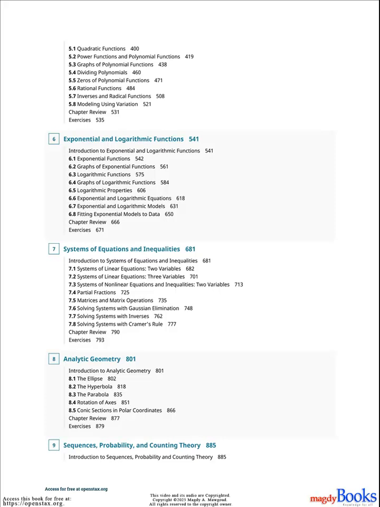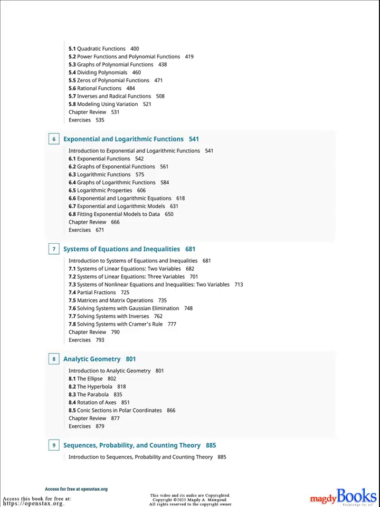Exercises. 6. Exponential and logarithmic functions. Introduction to exponential and logarithmic functions. 6.1. Exponential functions. 6.2. Graphs of exponential functions. 6.3. Logarithmic functions. 6.4. Graphs of logarithmic functions. 6.5. Logarithmic properties. 6.6. Exponential and logarithmic equations. 6.7. Exponential and logarithmic models. 6.8. Fitting exponential models to data. Chapter review. Exercises. 7. Systems of equations and inequalities.